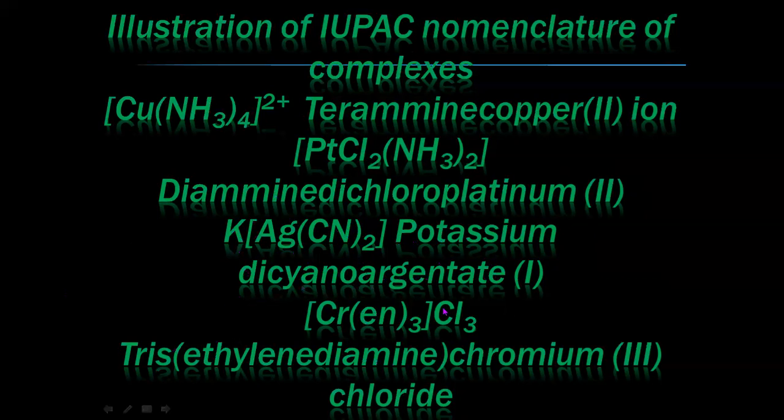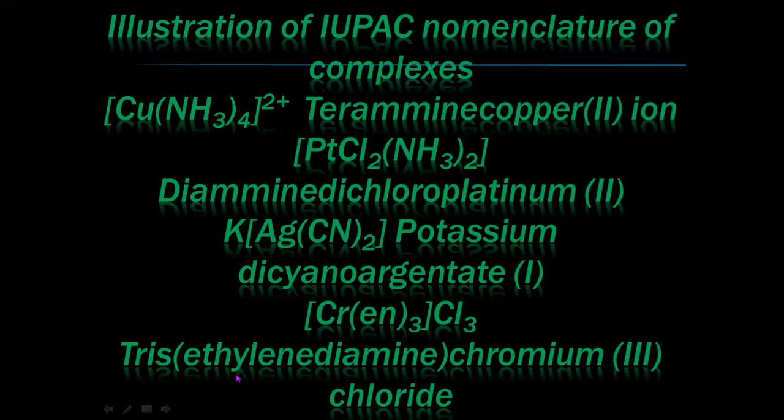One more is Cr(en)3 Cl3. Here it is a cationic coordination sphere, as chloride is an anion. So the complex ion or coordination sphere will have a positive charge, and the chloride is the anion. So this cation will be written first. In that we have the ligand ethylene diamine, and its 3 molecules are present. Therefore, tris(ethylenediamine)chromium(III) chloride.